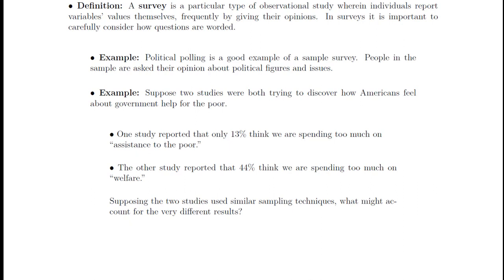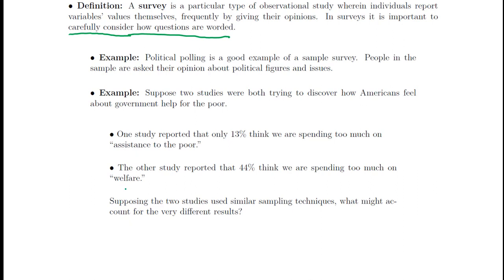One of the things that's really important with surveys is it's important to carefully consider how questions are worded. And here's an example of why that's important. So we have two studies. One study reported that only 13% think we are spending too much money on "assistance to the poor." I put assistance to the poor in quotes because that's how the question was asked: do you think we're spending too much money on assistance to the poor? Another study reported that 44% of people think we are spending too much money on welfare.